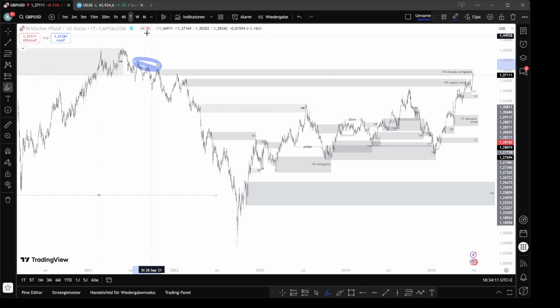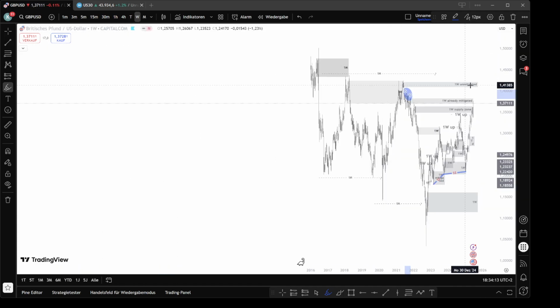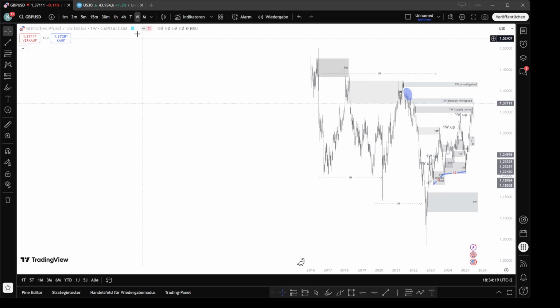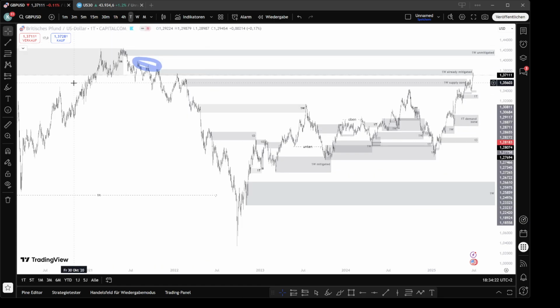So I have to go back to the weekly time frame to highlight one supply zone. I want to highlight this supply zone so that it also shows on the daily time frame. Good. So getting back to the daily time frame, we can clearly see that there's another level of liquidity here, plus the liquidity that was created when this weekly supply zone got mitigated.